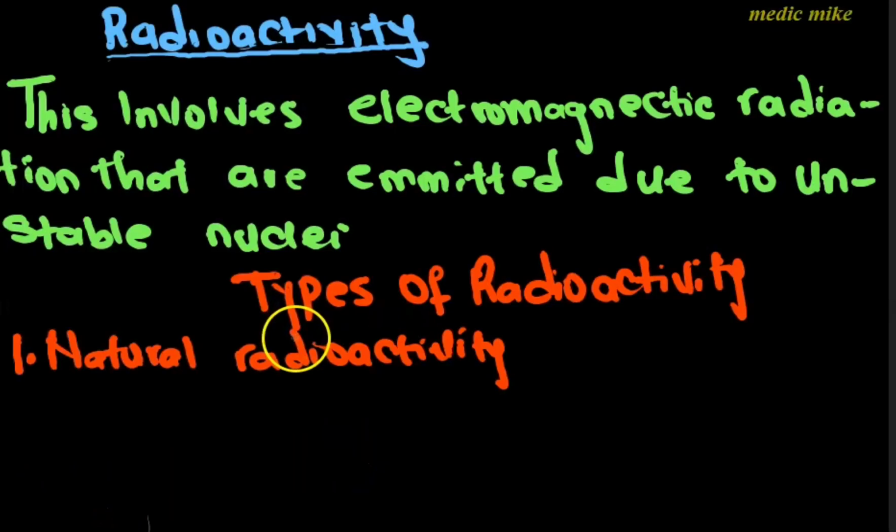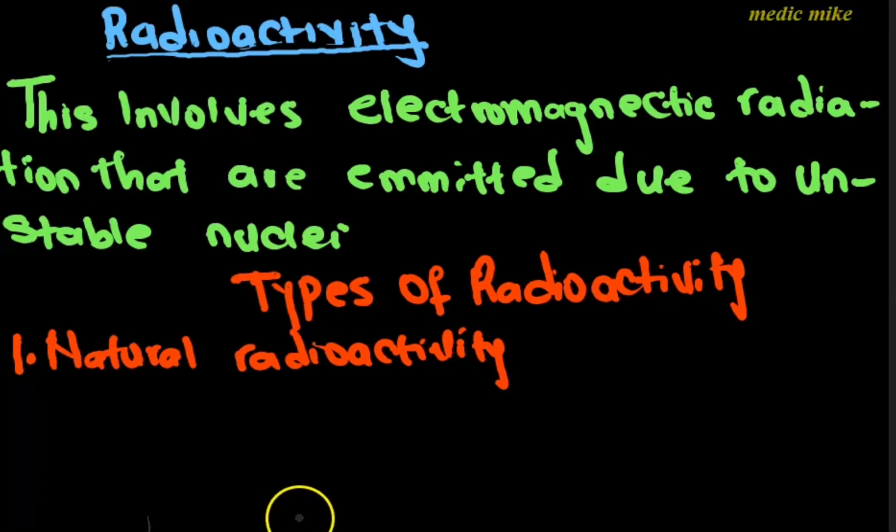We are going to be treating now is radioactivity. Radioactivity involves electromagnetic radiation that is emitted due to unstable nuclei. Remember, nuclear chemistry or radioactivity is basically dealing with the nucleus, and an unstable nucleus tends to disintegrate to form nuclear materials. Now, there are types of radioactivity.